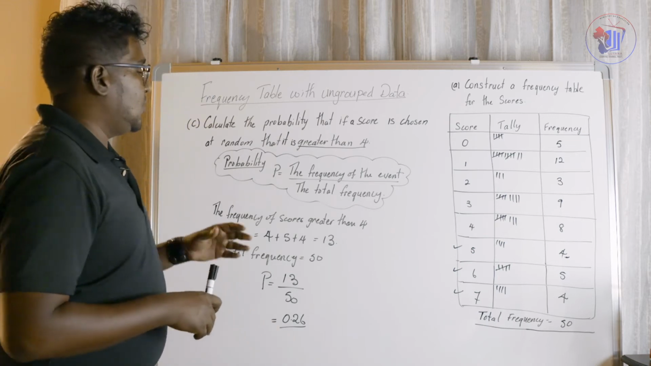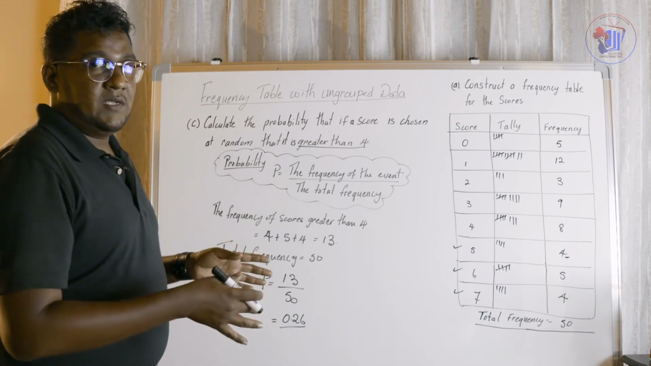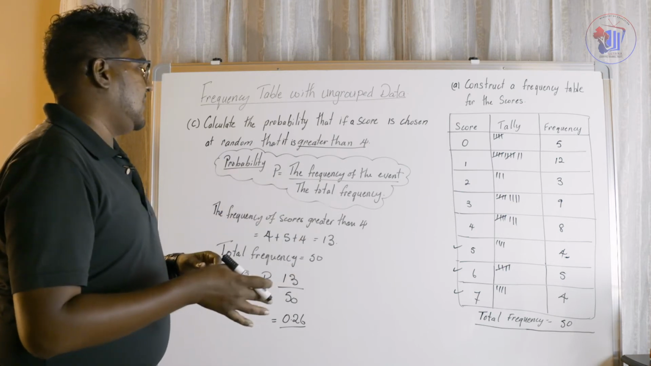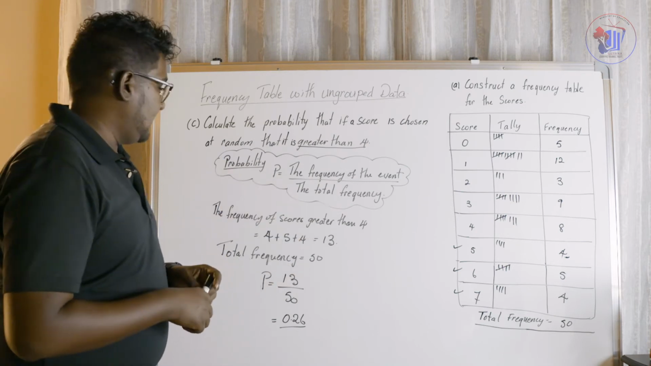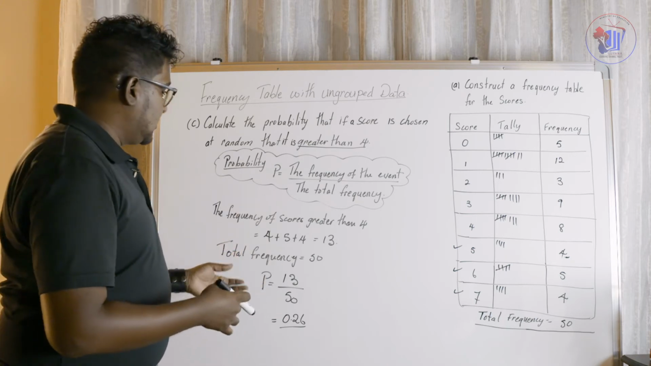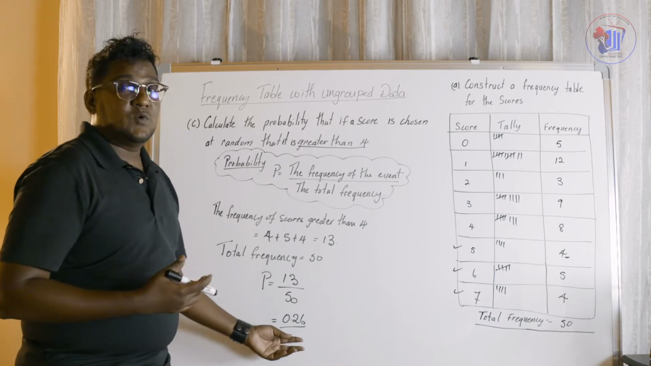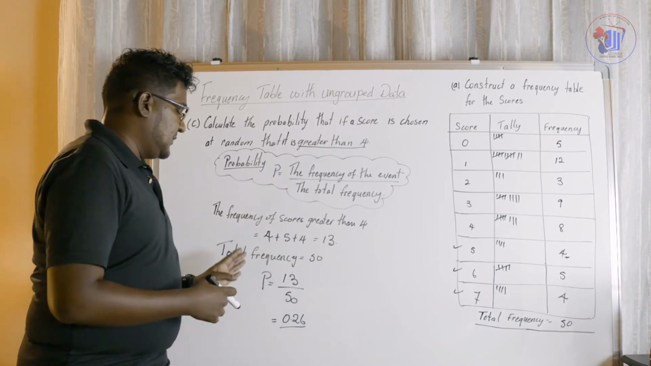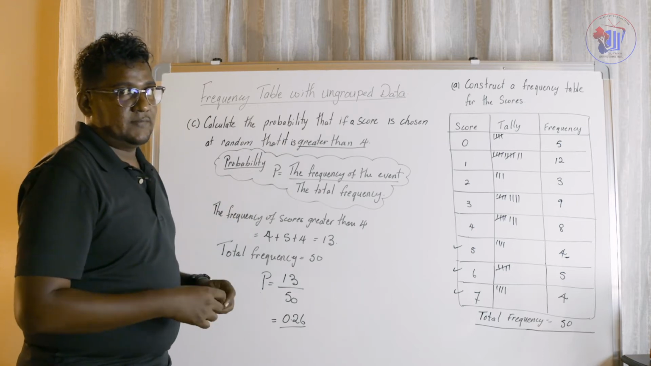Note that probability goes from 0 to 1. 0 means that it's an impossible event, and 1 means that it's a certain event. It cannot go over 1. So when you calculate probability, if you get something that's more than 1, then likely you're incorrect. So it falls between 0 and 1.